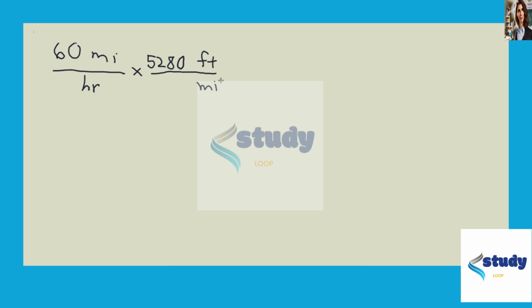And so when we multiply these two together, units will cancel out just like a number would cancel out between two fractions in this way. And so we're left with number of feet per hour. So we multiply 60 and 5,280. So we're in feet per hour. So we're almost there because we want feet per second. So then we need to do one more conversion.